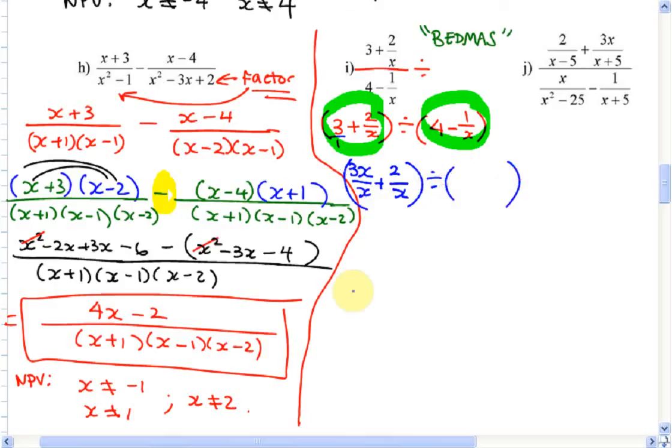How about the one on the right? What's the common denominator there? X again. What do I do with the 4? 4x, yes. How about the 1? Leave as is. Good.